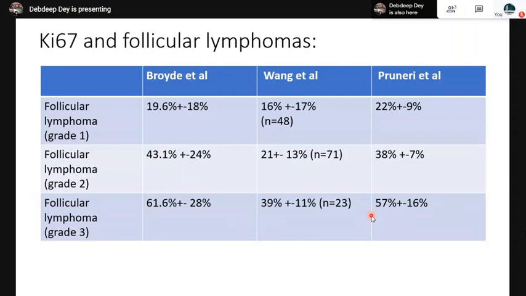A few words about Ki67 and follicular lymphoma. First thing, it has got no role in grading of follicular lymphoma, but it has got a prognostic indication. So as you can see, as your grade of follicular lymphoma increases here, the Ki67 is increasing. So these are three papers which show around 20% in the grade 1, around 30 to 40% in grade 2, and much more in grade 3.